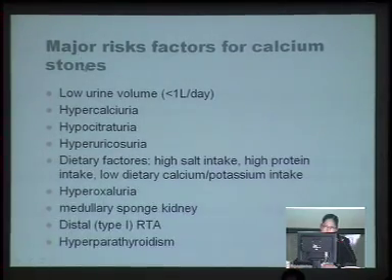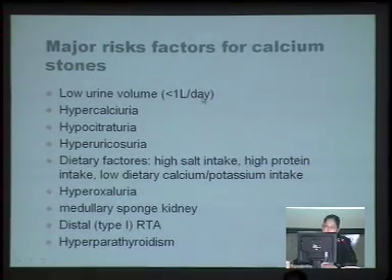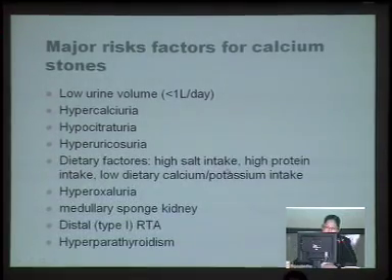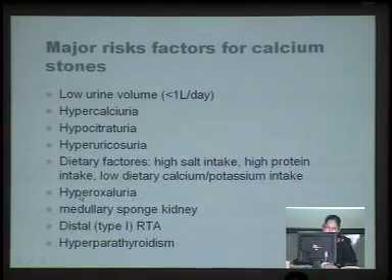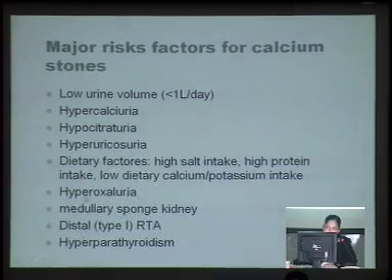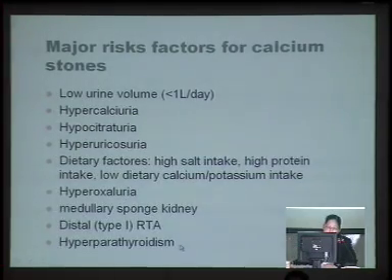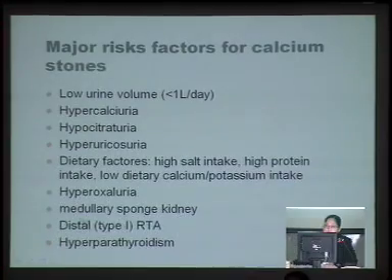about the calcium stone. Major risk factors for calcium stones: low urine volume, less than 1 liter per day, hypercalciuria, low citrate in the urine, high uric acid in the urine. Dietary factors: high salt intake, high protein intake, low dietary calcium and potassium intake. Oxalate, that's high in the urine. Distal RTA, I showed you earlier, calcium phosphate. Hyperparathyroidism, medullary sponge kidney, which is a genetic disorder.